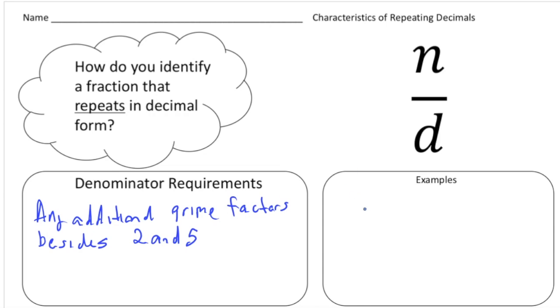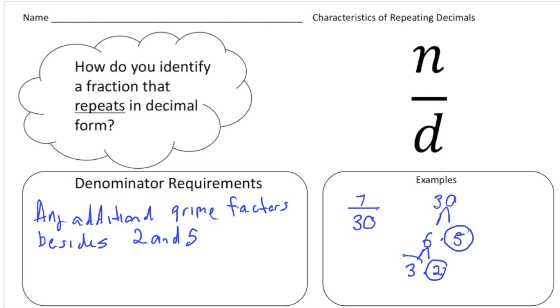So let's take a look at the fraction 7 thirtieths. The first thing we have to ask is, can I reduce 7 thirtieths? And the answer is no. So now let's take a look at the denominator 30 and make a factor tree. 30 can be 6 times 5. Here we have a 5. That's a prime factor. But now take a look at the 6. We can break down the 6 into a 3 and a 2.